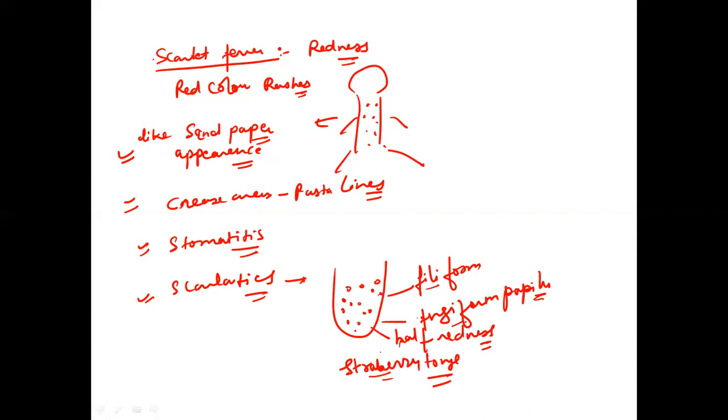And secondly, when there is a whole red tongue, it is called raspberry tongue. In this case, you can see uniform redness over the tongue. So it is called raspberry tongue, right?